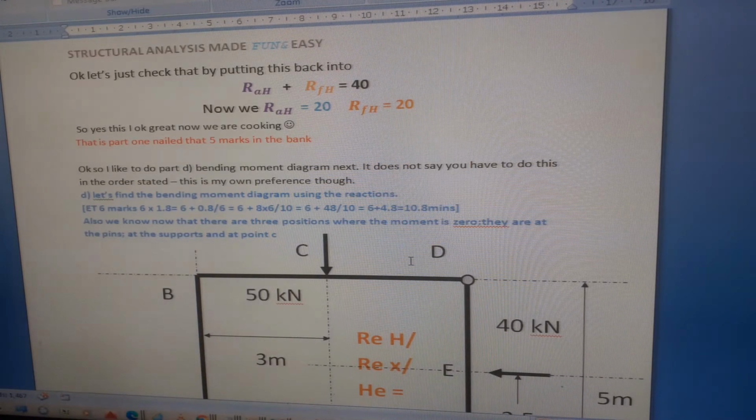Therefore RAH plus RFH equals 40. RAH equals 20. RFH equals 20. Therefore, equation 2 is correct. So that's it. We've nailed it. This is part 1 nailed. That's 5 marks in the bank.